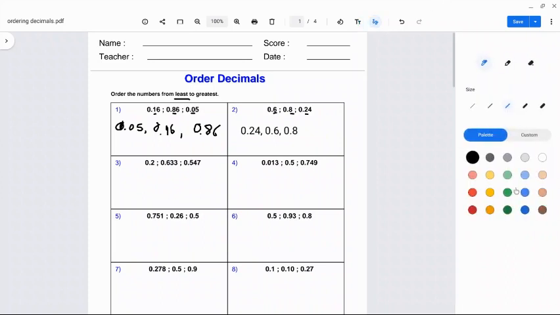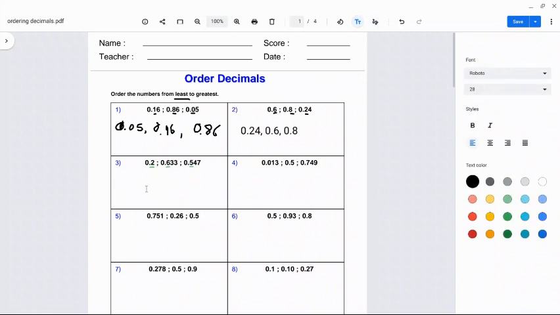So once again, we are looking at the tenths column, and then we're just ordering the numbers. So 2 is the smallest, 0.2, and then it's either a 6 or a 5. 5 is smaller than 6, and 6 is the largest. Okay, you can work your way through this one.